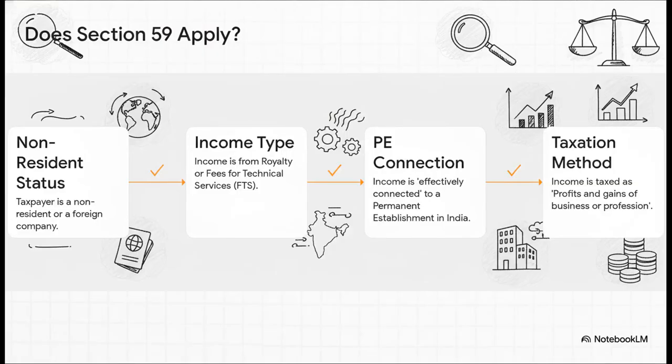So how do you know if Section 59 even applies to your situation? Well, it boils down to a simple 4-point check. First, the taxpayer has to be a non-resident. Second, they're getting paid in the form of royalty or FTS. Third, and this is the absolute key, that income has to be effectively connected to a permanent establishment in India. That means the PE's assets or activities were a major factor in earning that income. If all those boxes are ticked, then this income gets taxed as regular business profit.